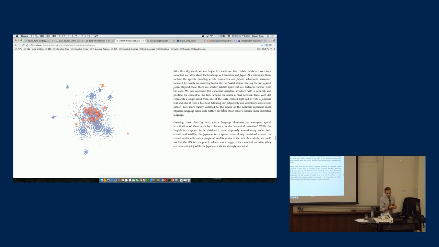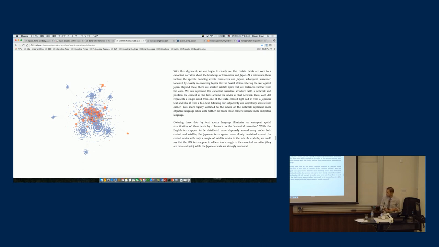And so I wanted to find another way to represent this idea of cohesion or adherence to or dispersion from a canonical core narrative. And to do that, I used some network analyses. So this is a network that shows relationships between all the different themes that I just talked about. So for example, the dropping of the bombs, or the Potsdam Declaration, or the Cairo Conference, and the extent to which they appear together across these texts.